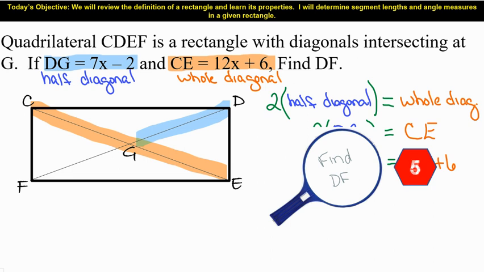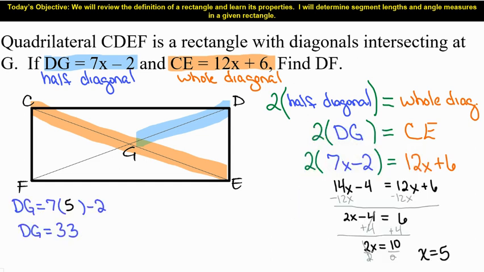7, 6, 5, 4, 3, 2, 1. Show me your answers. I've got 33, I've got 66, I've got 26, 66, 33. Mostly 66s, a couple of 33s and others. Let's see. So you should have gotten your x equals 5. And then when you plugged it in to DG, the blue piece, you got 33. But it didn't ask me for that. It asked me for the whole thing all the way from D all the way to point F. So if 1/2 of that diagonal is 33, that means the other half of the diagonal is also 33. So the whole thing is 66.